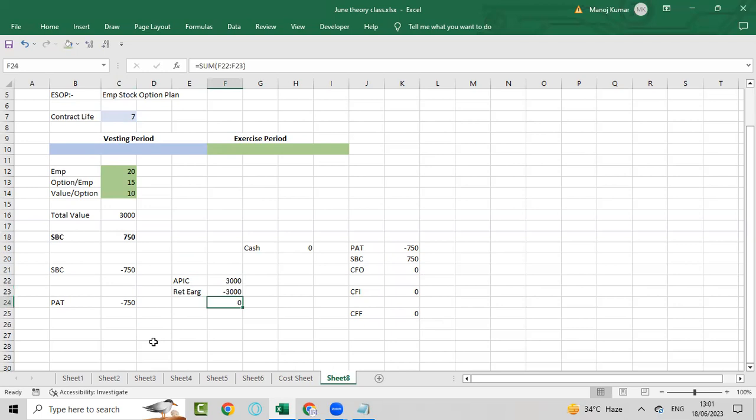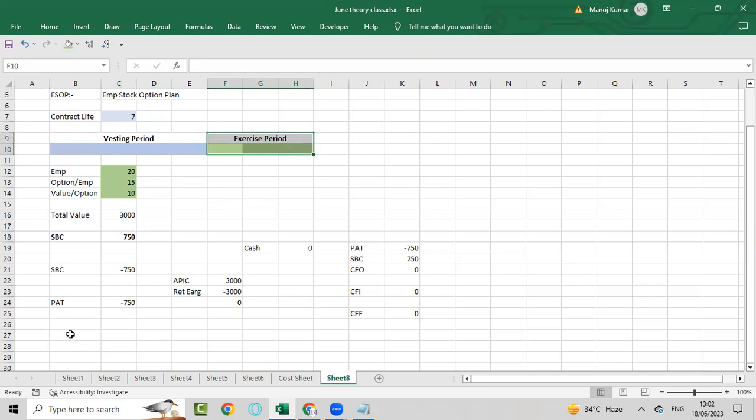In the fifth year, what will happen? Some of the options will be exercised. Right or wrong? Because in the first 4 years, options will not be converted, because this is the vesting period. This is a lock-in period. After the fourth year, from the 5th to 7th, options can be converted into shares. By mistake, we had made it 4. Actually, contract life is 7, so total is 7 years. So 3 years of exercise period is there.